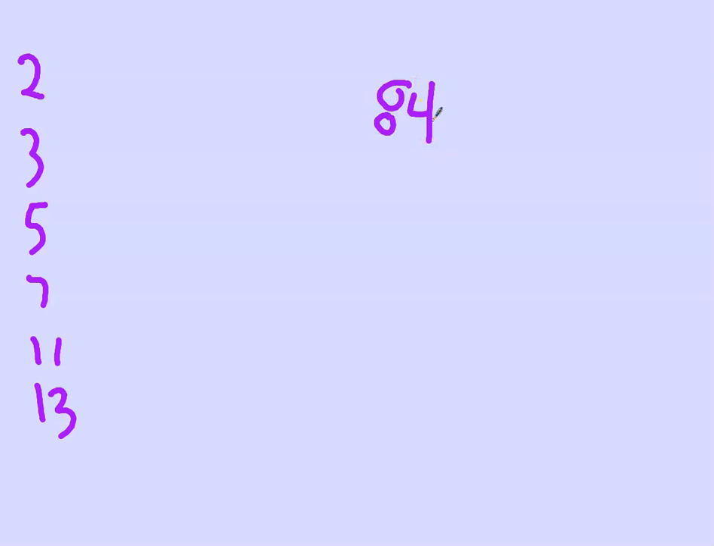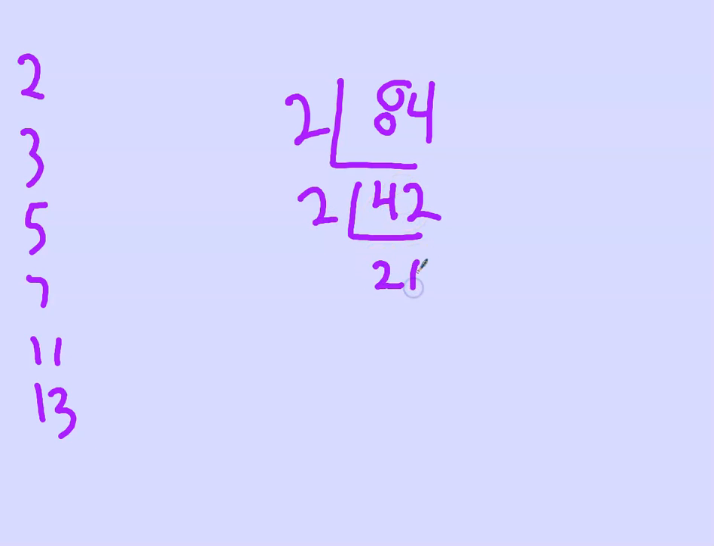So I'm going to ask the question, is it divisible by 2? Well, yeah, it is. So do that. And I got my divide sign upside down just so I can work down the paper. 84 divided by 2 is 42. Can that be divided by 2? Yeah. So do it. 42 divided by 2 is 21. Can that be divided by 2? No. So check the next number.